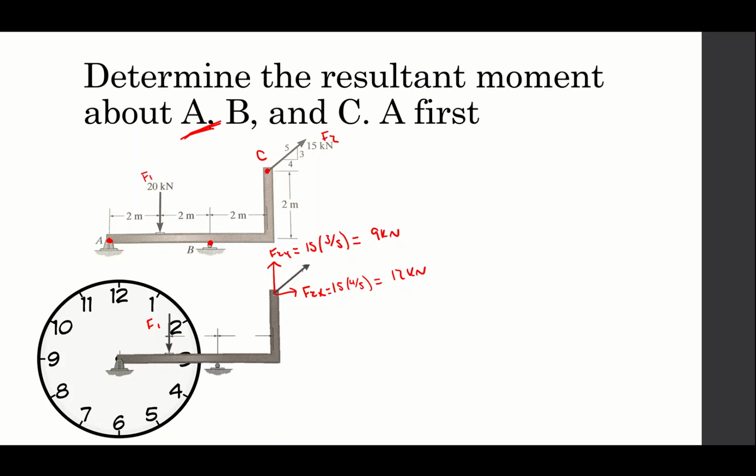I'm going to start with my F1, and my end goal is the sum of all the moments about A. That's what we're looking for in this problem. For F1 we get 20 kilonewtons. Sign does not matter, it's just the magnitude of that force. And then its distance: from A to F1, how far is that? 2. I'm going to plug in kilonewtons here.